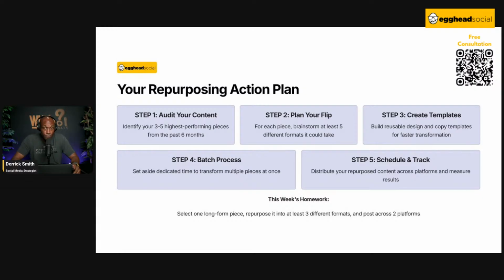Step 4 is your batching process. What is batching? We talked about it last week. You better not have forgotten about that. What you're going to do is set aside dedicated time to transform multiple pieces at once. Remember that 3-minute video? That can be a part of your batching process. So you have 3 3-minute videos, or you have 3 1-hour pieces of content. Remember earlier, we stated that 1-hour pieces of content can last you about 1 month of deliverables. That's crazy, but it's very true. And we do it all day, every day.